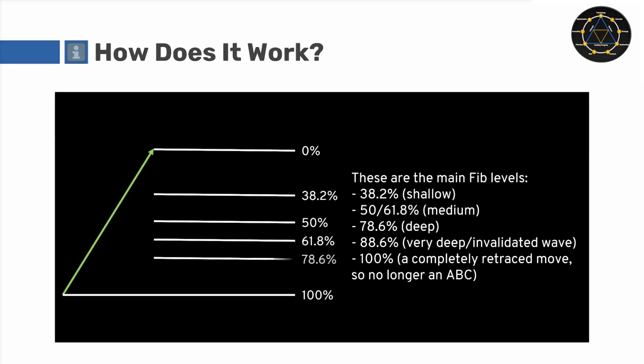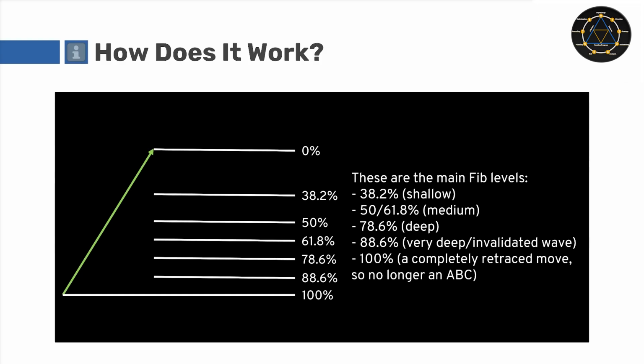Now 78.6 is a pretty deep retracement, so when you get down to these levels, the market's really pulling back quite far. And we'll tell you what this may indicate or how you can use this predictively in the next slide. 88.6, if it gets this far down, if it's a very, very deep retracement like this, is almost invalidated, because if you're that close to where you started, it's probably not going to form an ABC wave. 78.6 is sort of the last stand for the wave to actually form properly.